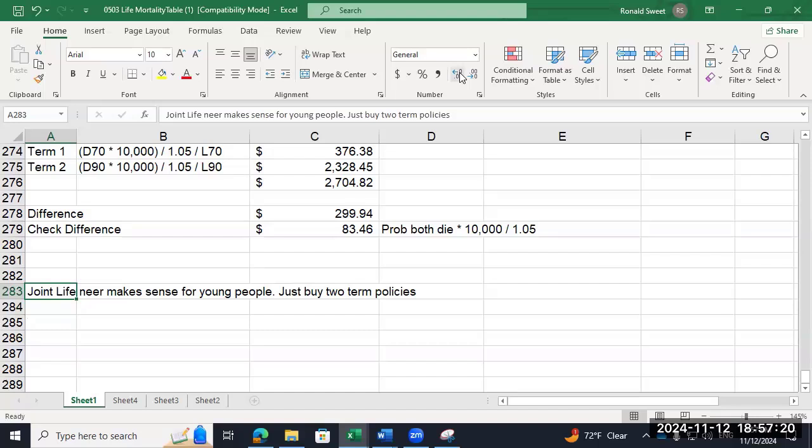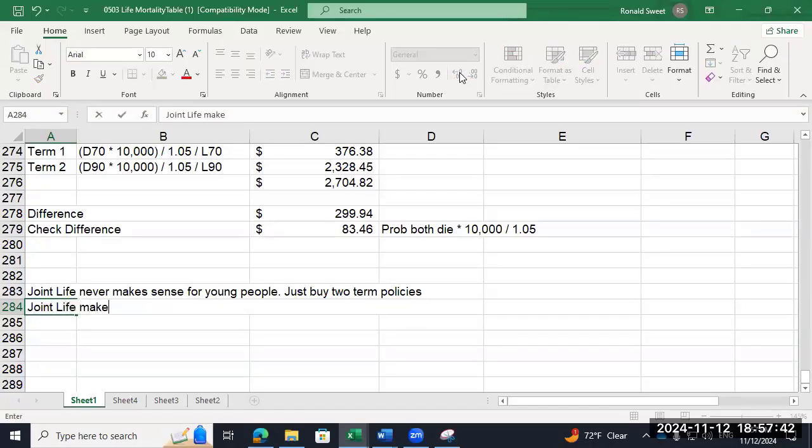So joint life doesn't make sense because the difference in the premium is going to be the probability they both die. What's the probability two 20-year-olds are going to die? It's practically 0. And so the difference in the premiums is going to be maybe a penny or two. You're not saving any money by buying the joint life. The joint life makes sense for seniors, if the savings are needed.